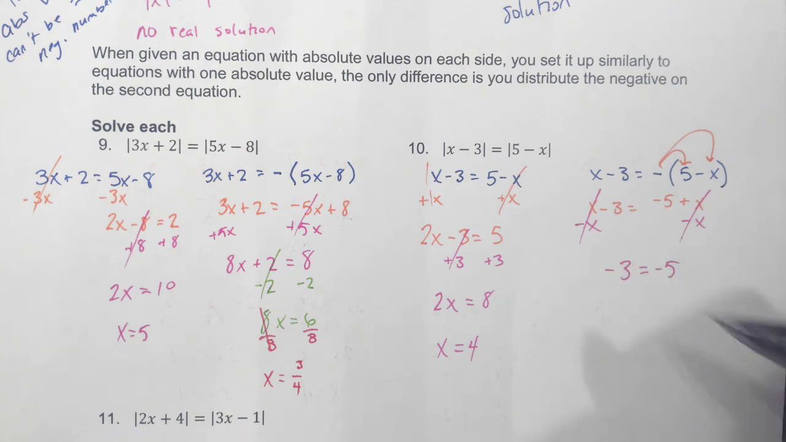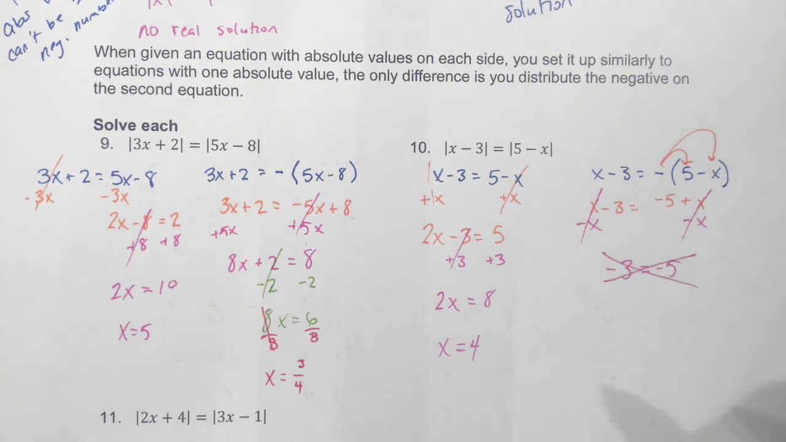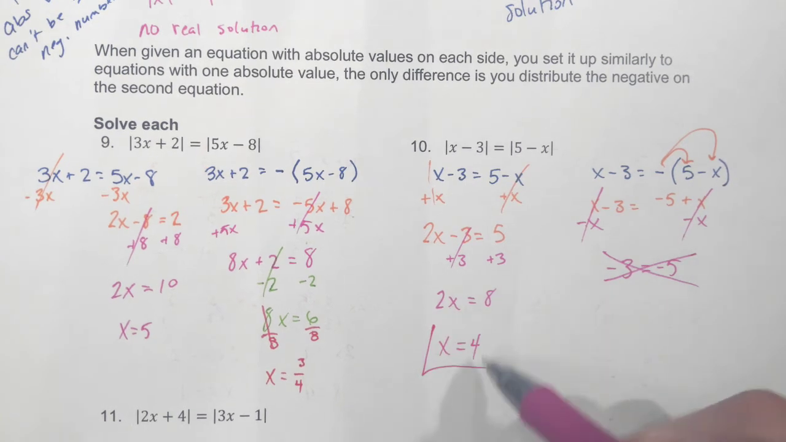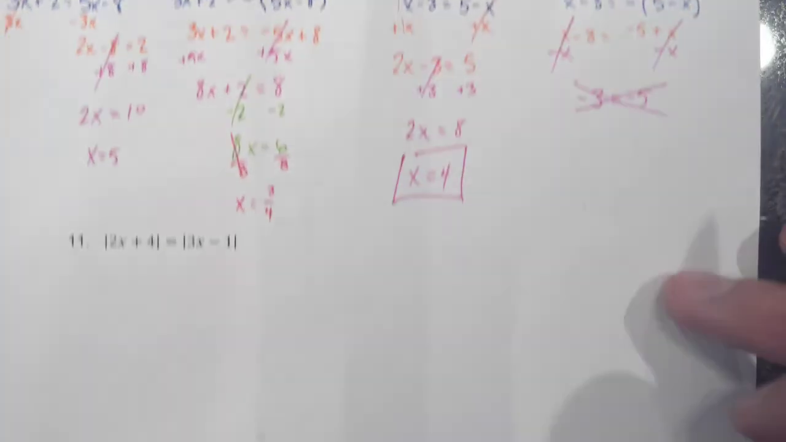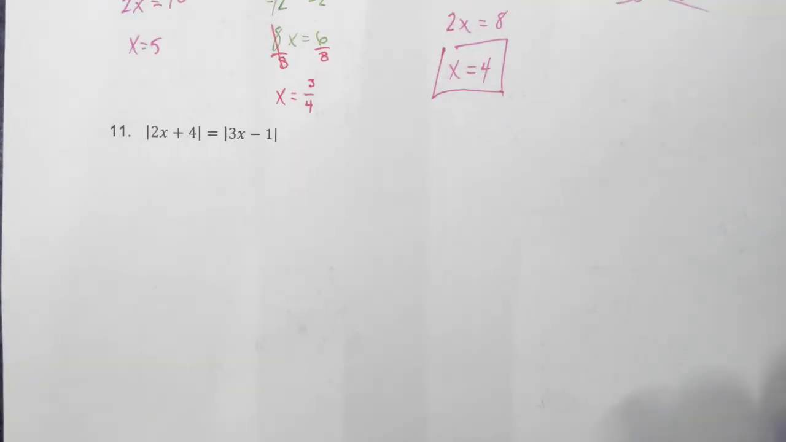Negative 3 does not equal negative 5, so this one doesn't produce an answer, but we did get one answer from the first one, so x would be 4. You just get one answer that time, and that happens. Okay, if you want to pause the video here and try number 11, that would be awesome. Try it. Go.